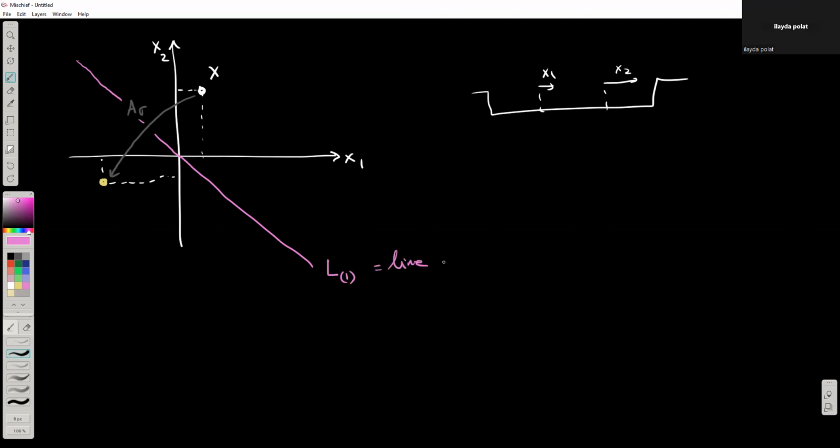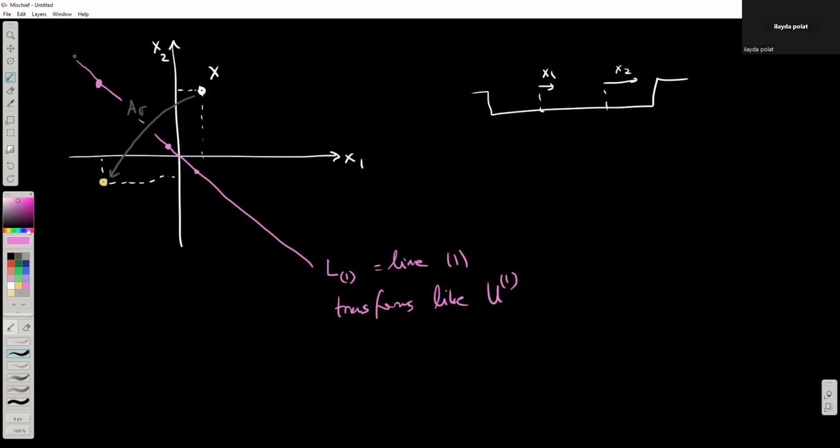Okay, so that's line 1. Basically, these are vectors that transform like the U1 representation. What was the property of the U1 representation? Oh, in the U1 representation, vectors remained invariant. So all points on that line are vectors that remain invariant.